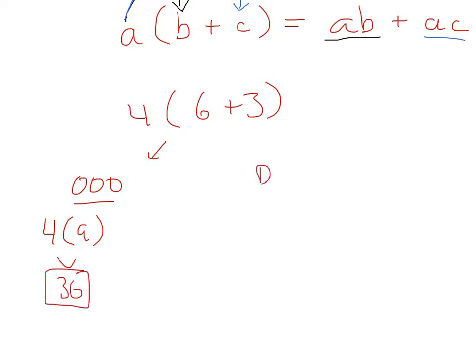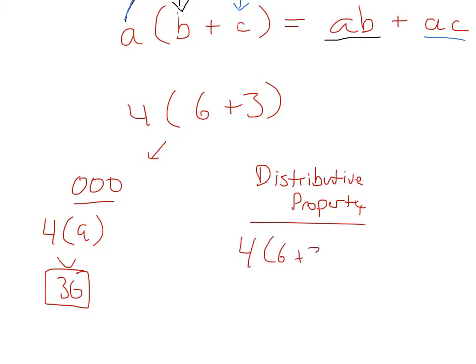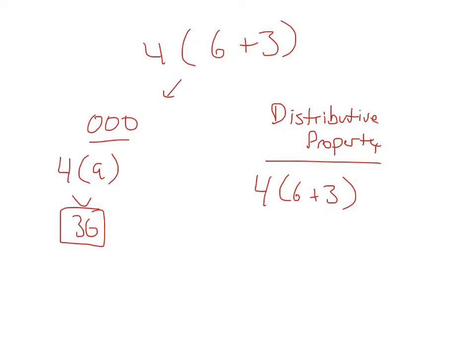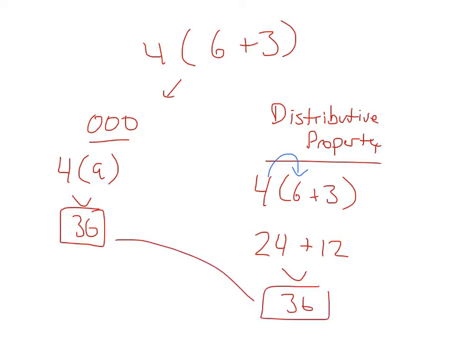But if I wanted to use the distributive property, which sometimes you're going to have to, you're not going to be given the option of just using order of operations, that would be like saying, I have 4 times 6 plus 3. I'm going to distribute the 4 to the 6 with multiplication, so 4 times 6 is 24. Okay, and then I'm going to distribute the 4 to the 3, and it's a positive 3, so that'd be 12. And what's 24 plus 12? Of course, it's 36, and as you notice, either way you get the same answer.